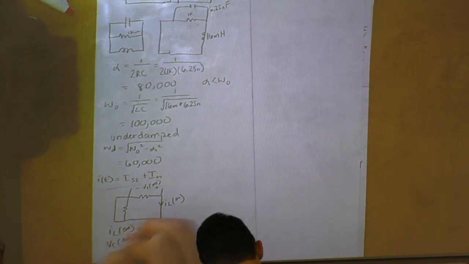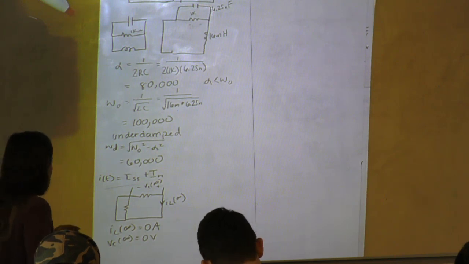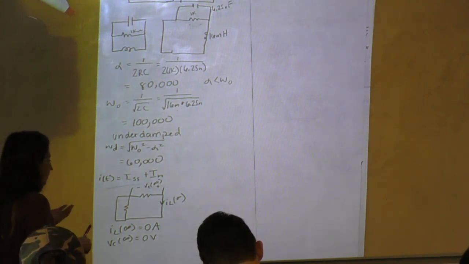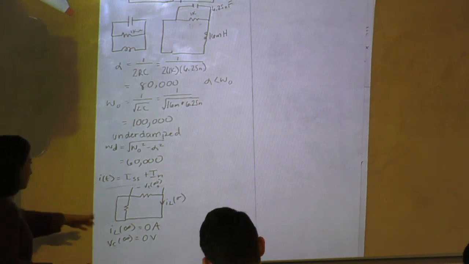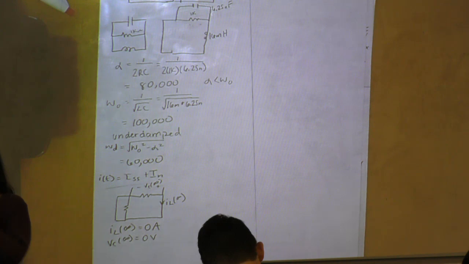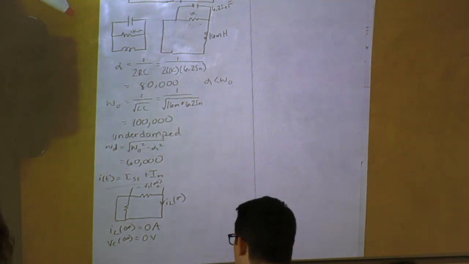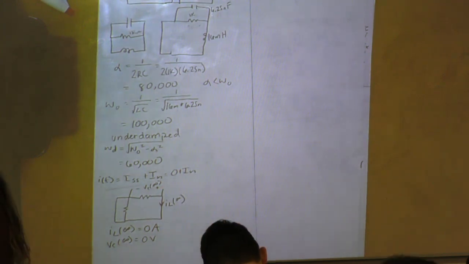Does everyone see why it's 0? We don't have any sources or any power in this. So basically, we have nothing here. This becomes a short. This becomes a short. Basically nothing. So we know this is just going to be 0 plus our natural.